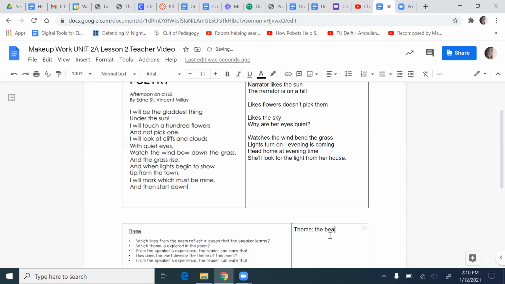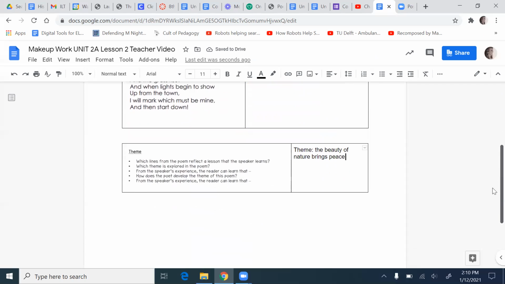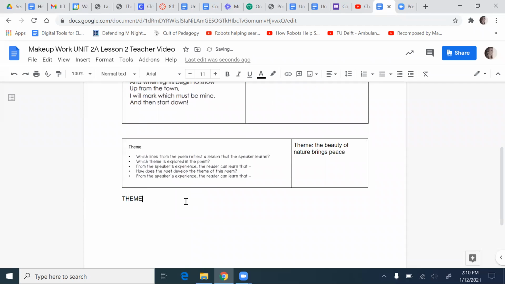Now, that's a lesson people can learn. The beauty of nature brings peace. So I want you to remember, and I'm going to type it while I say it, theme has to be put into words that are a lesson people can learn. The beauty of nature is not a theme. It's a subject. It's not a lesson people can learn.